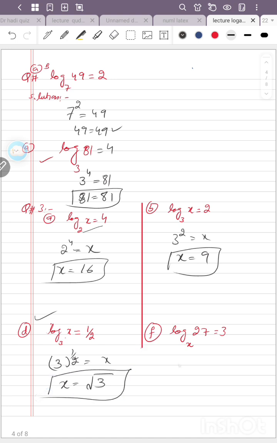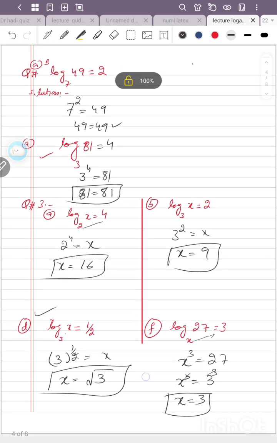Our f part here: x power 3 equals 27. If x power 3 equals 27, we can write 27 as 3 power 3. So x equals 3, our answer, because the powers of 3 cancel with each other. So our answer is x equals 3.